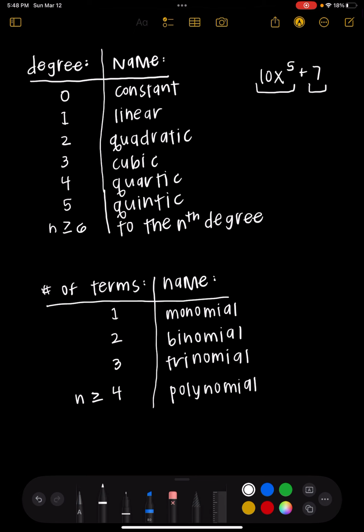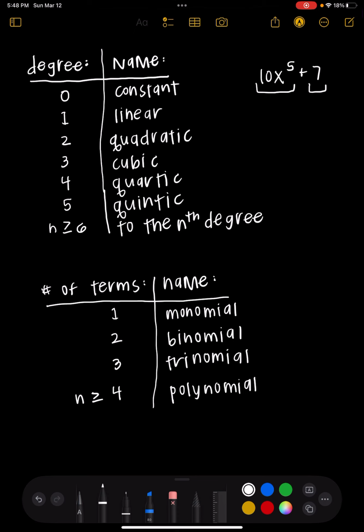I've given you these in the key terms in your course, so you don't need to write these down or take a screenshot or anything. You should already have them. But let's just go through them really fast. If you have a degree of 0, which means that there are no x's, that would be called a constant. If the degree is 1, which means there's one x, there's no exponent, but there is an x somewhere, that's considered linear. If the degree is 2, which means you have an x squared somewhere, it's called quadratic.